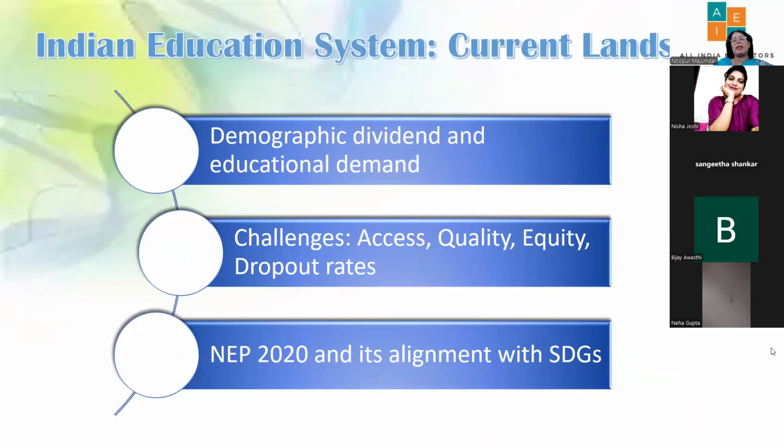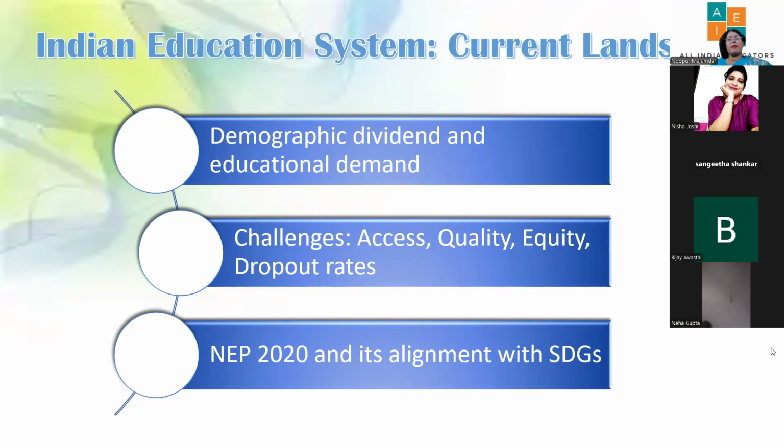Indian education system and current landscape. Now, demographic dividend and educational demand, challenges, what are there, and how National Education Policy 2020 aligns with SDG, we are going to discuss now. The Indian education landscape in 2025 is a story of transformation. Transformation means change driven by reforms under NEP 2020. Embedded technology is there. Innovation is there. Growing focus on equity, on skill, right? So it's working on it.